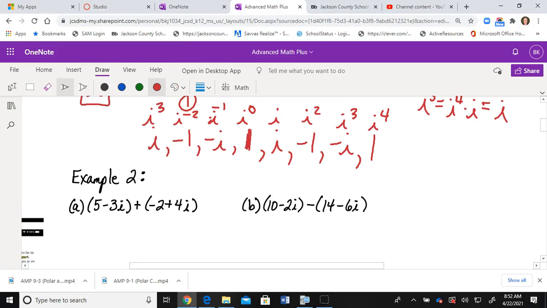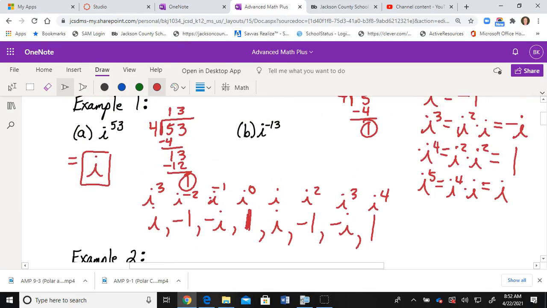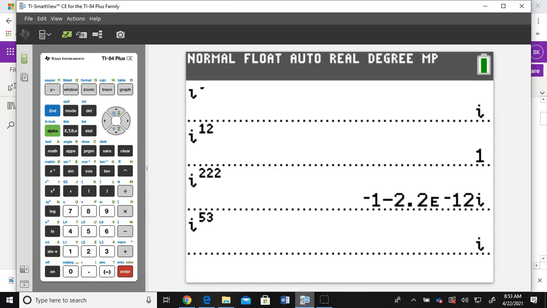So i to the negative 13. What's my remainder going to be? 4 will go into 13, we'll have a remainder of 1. But my answer is not going to be i, it's going to be what? Negative i. Now the way I remember it is if it's a negative exponent and it has a remainder of 1, it's -i rather than just i. But again, you'll have your little safety net on the test.